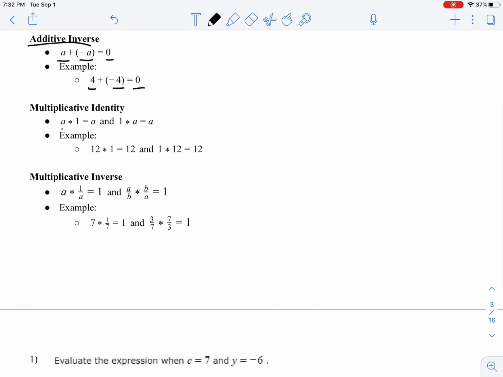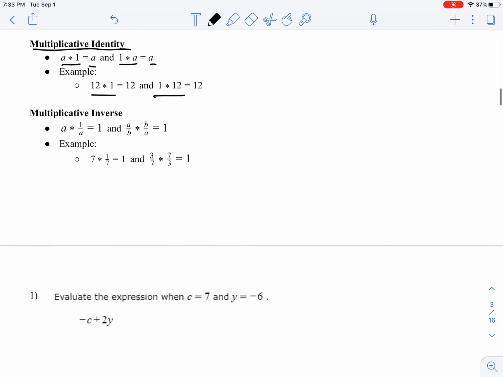Multiplicative identity. If I multiply anything by 1, it stays the same. Okay? For example, 12 times 1 equals 12. 1 times 12 equals 12. Again, pretty basic, but that's what that's called.